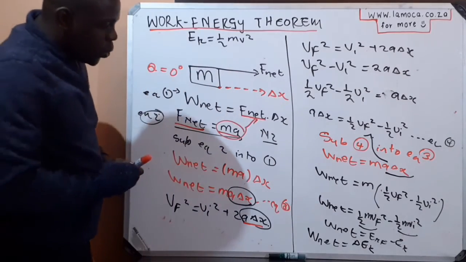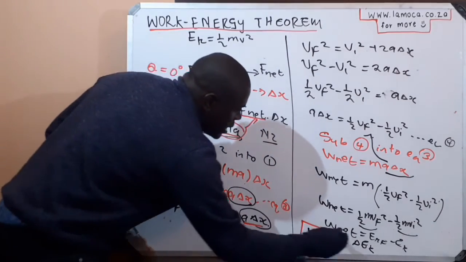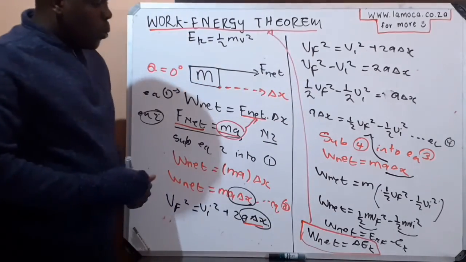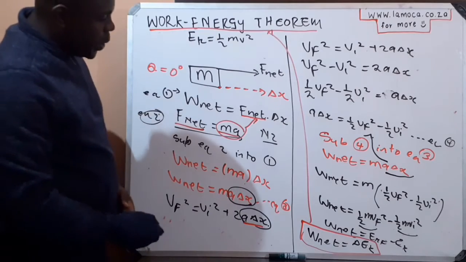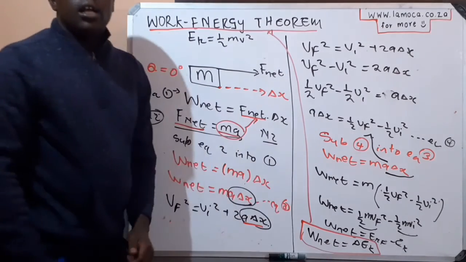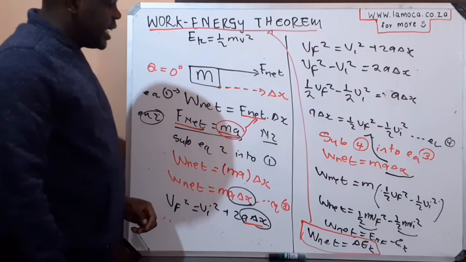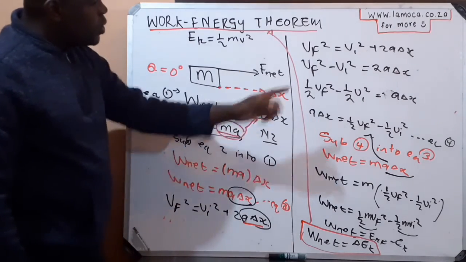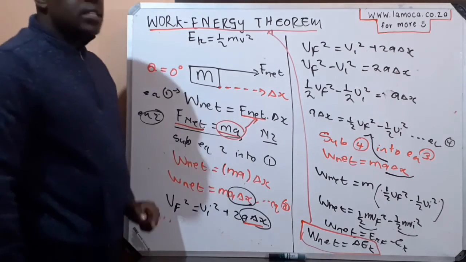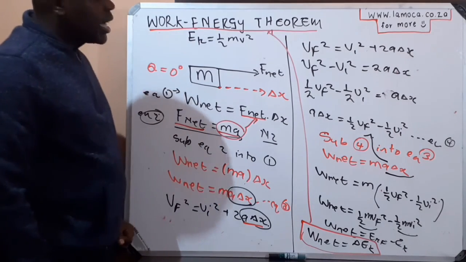And that beautiful story right there, we say this is the work energy theorem, which states that in words, the net work done on an object is equal to the object's change in kinetic energy. The work energy theorem, very beautiful story, states that the net work done on an object is equal to the object's change in kinetic energy.